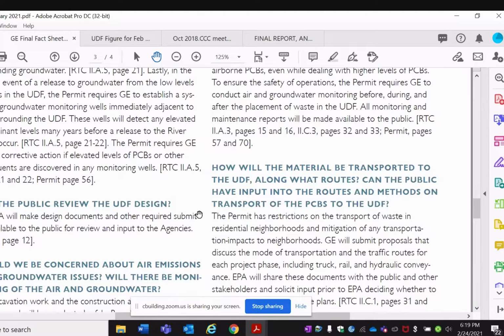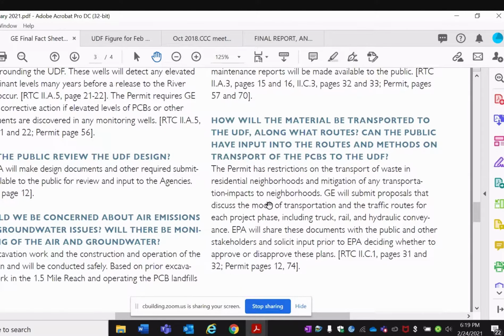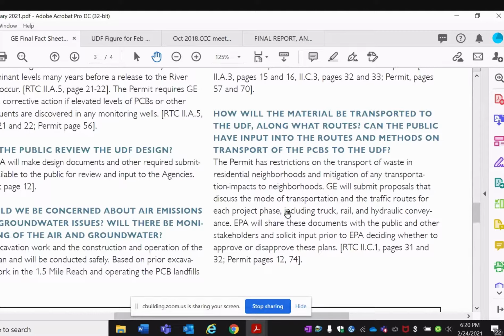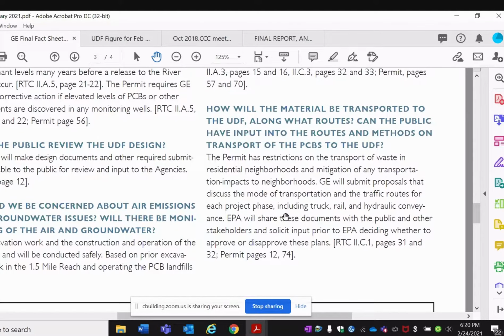It says that EPA is committed to soliciting input from all stakeholders. Have we decided the transportation routes yet? No, that has not been decided, and that's going to come out over the next couple of years when GE does the design. And we have committed in the permit again to discuss the modes of transportation, either rail, truck, hydraulic conveyance, whichever GE proposes or whatever is discussed, and then EPA will decide how best to approve those plans.